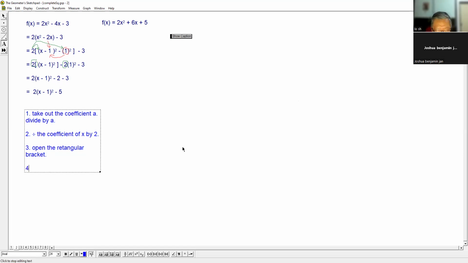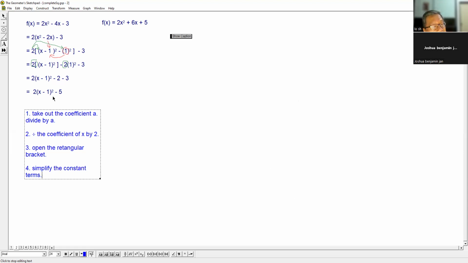So the fourth step is simplify the constant term. Constant term means the term has no x. This one has no x, or this one also has no x. You combine them together, right? So you simplify the constant term. The constant term is 5. Can follow or not? Okay, can follow, right.